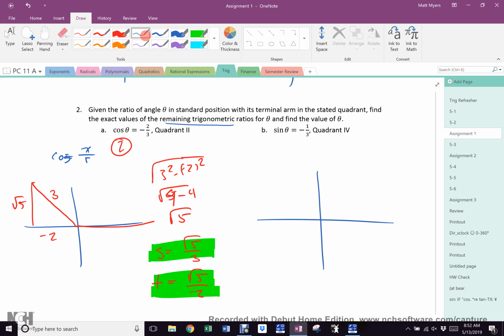Where is quadrant 4? Down there. Sine is negative 1 over 3. Where's the 3 go? Blue line, vertical line, or diagonal line? The 3. Diagonal line. Can it ever be negative? Which means this must be negative 1.